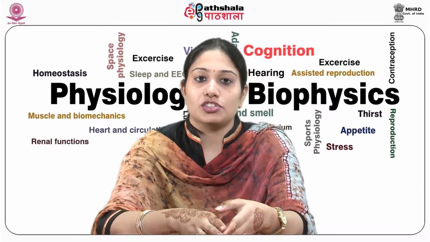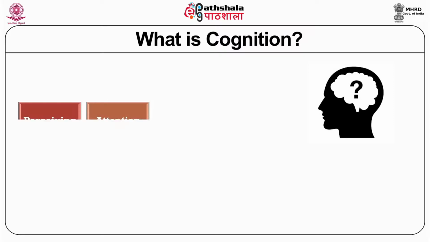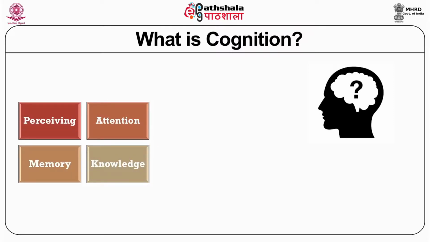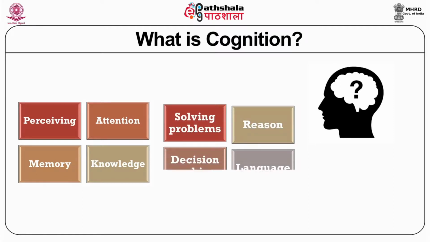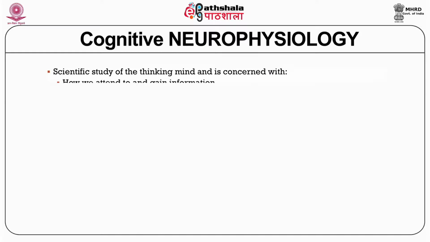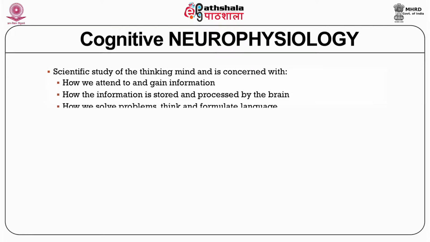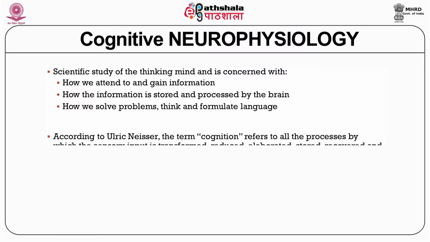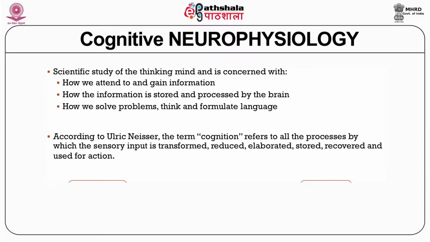So, what is cognition? Cognition consists of perceiving, attention, memory, knowledge, problem solving, reasoning, decision making, or language. Cognitive psychology is the scientific study of the thinking mind and is mainly concerned with how we attend to and gain information, how the information is processed and stored by our brain, and thirdly, how we solve problems, think and formulate language.